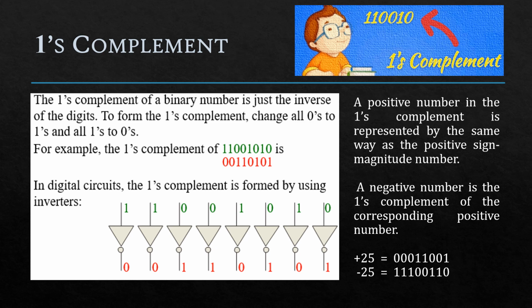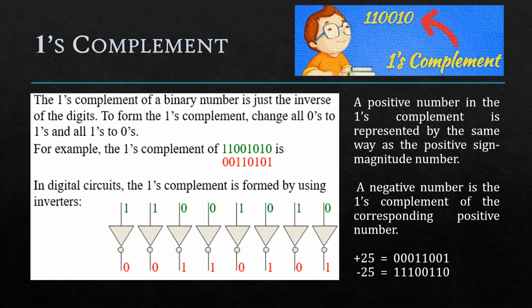So to find the 1's complement of a number, just invert the bits. If the bit is 0, change it to 1. If the bit is 1, change it to 0. In digital circuits, the 1's complement is found by using inverters. An inverter is a logic circuit which inverts its input. If the input is 1, it generates the output as 0. Whatever the input, it generates its opposite, its complement.